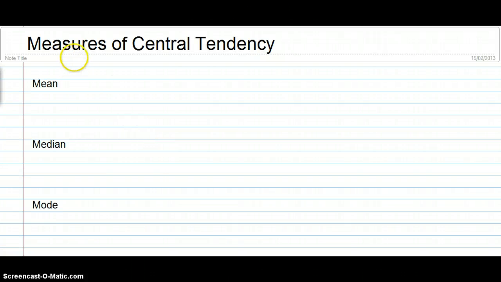Okay, today we're going to look at measures of central tendency. Measures of central tendency are a great way to summarize data. They're really good for summarizing a large amount of data, just giving us an idea of the gist or the kind of typical numbers associated with the data.